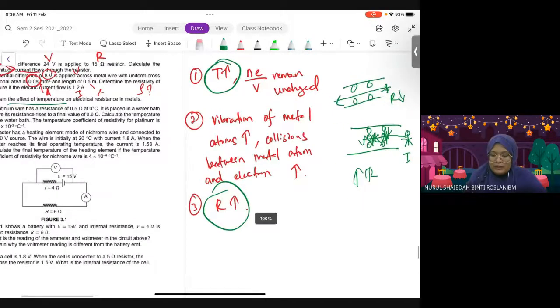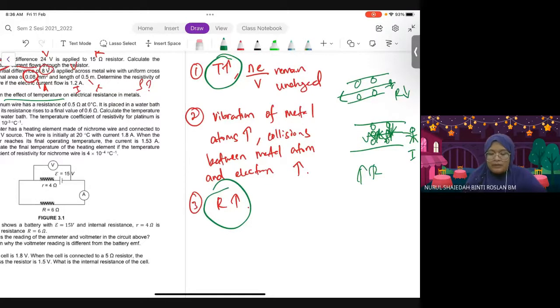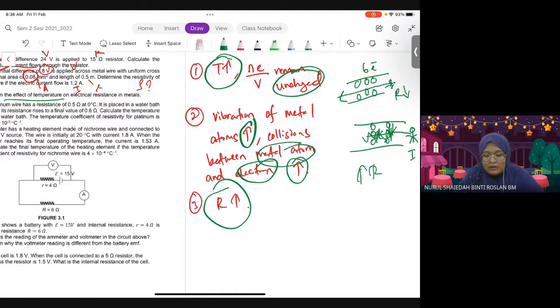So 3 point ni. Temperature increase, number of electron per unit volume remain unchanged. Maksudnya, let's say dalam ni ada 6 ketul elektron. So 6 ketul elektron ni akan remain, dia tak akan meningkat, dia sama saja. But the vibration of metal atom increase. So that's why the collision between metal atom and electron will be increased. So hence your resistance will be increased. Dalam erti kata lain, when temperature increase, your resistance will become increased lah.